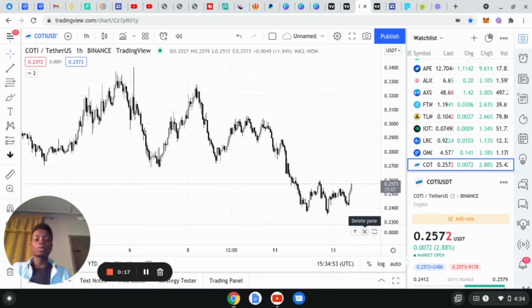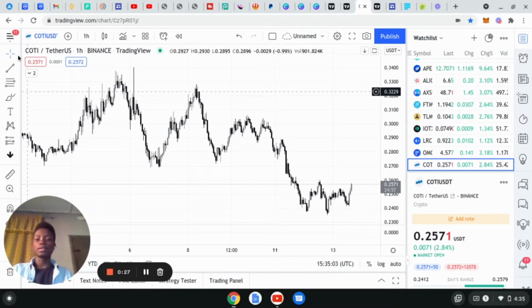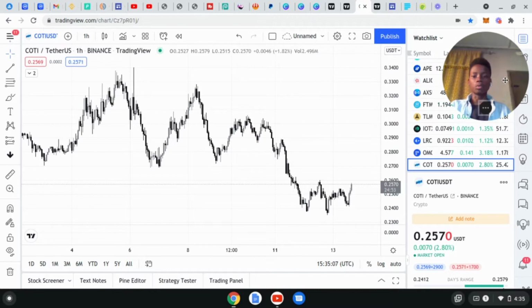So, today we are going to be talking about technical analysis. We are continuing the series in our technical analysis methods. This is chapter 2. Now, I'm on the Coti USDT chart, 1 hour time frame. So, we're going to analyze the future of Coti now.